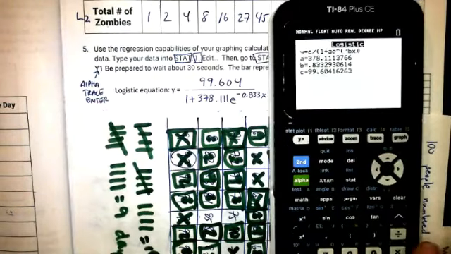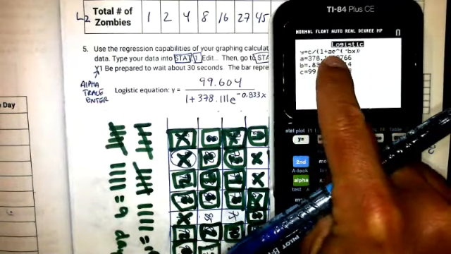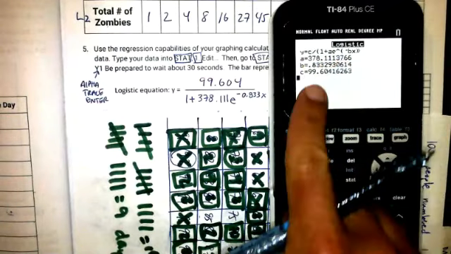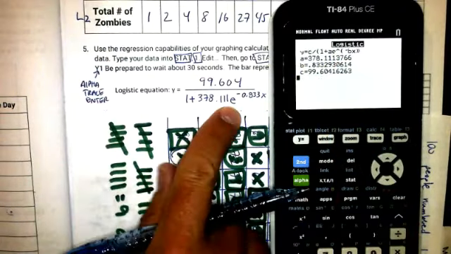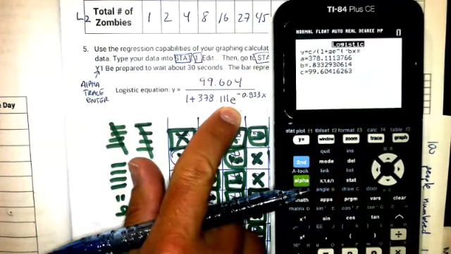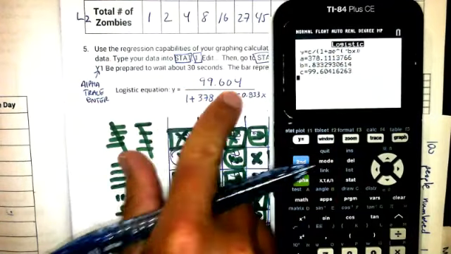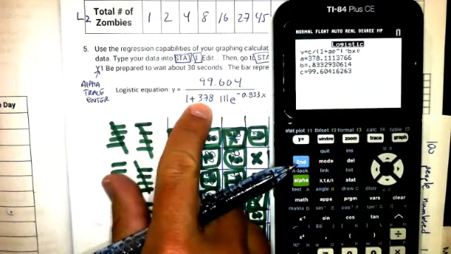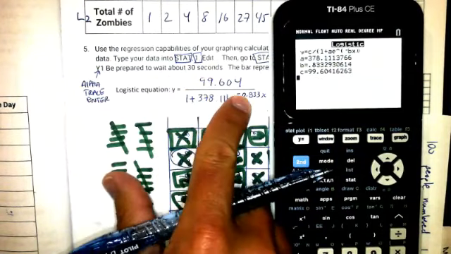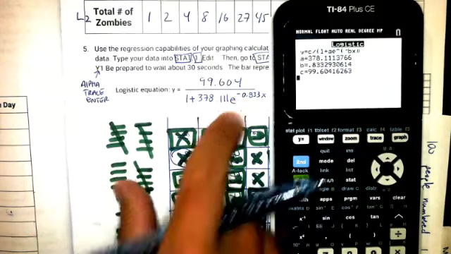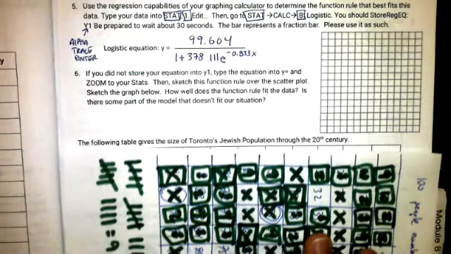It gives me an equation where I have C on the top of a fraction and on the bottom 1 plus A times E raised to the power of negative BX. And so I'm given A, B, and C. E is actually a number. It's kind of like pi. It's one of those weird irrational numbers that we have in our universe. And then I wrote it out like this with my C value on top, 99.604, over 1 plus my A value of 378.111, E raised to the power of negative B, which was 0.833x.